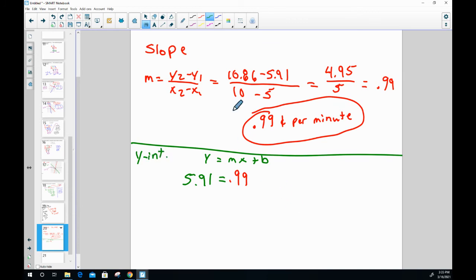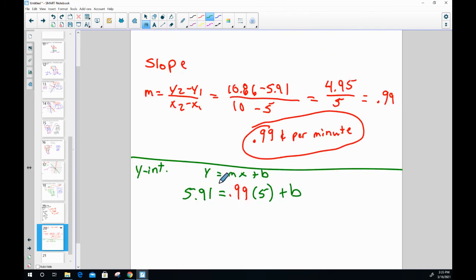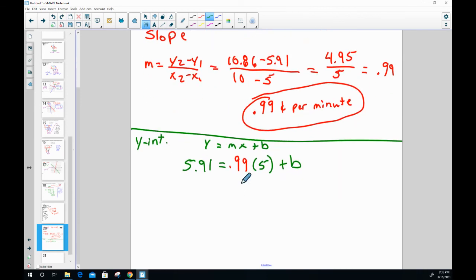All right. So plug in everything but our y-intercept, the letter that represents it, the b. I used this point right here. Why I switched colors there, but I use that point right here along with my slope. And let me go ahead and finish this out here. So 99 cents times 5, 4.95. And then subtract that. So 5.91 minus 4.95.